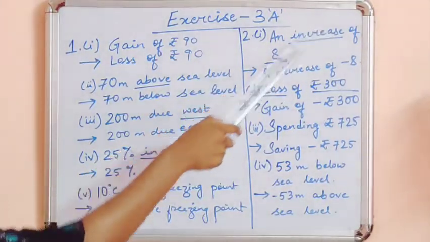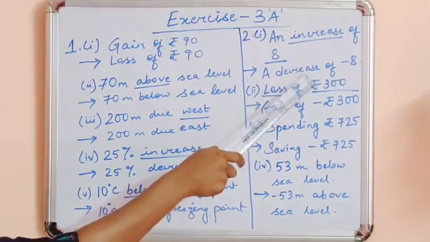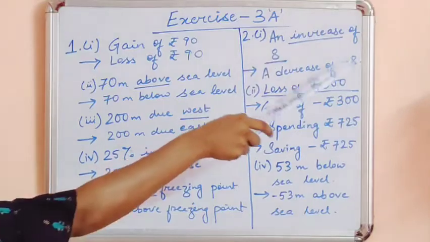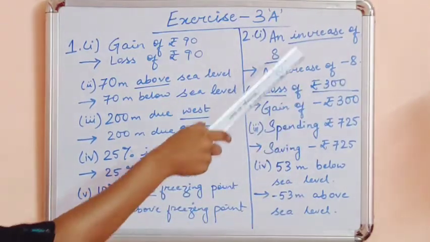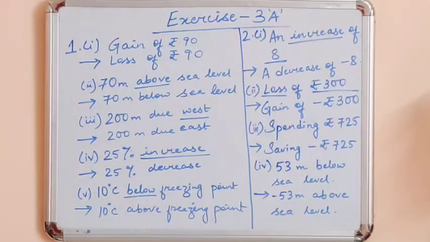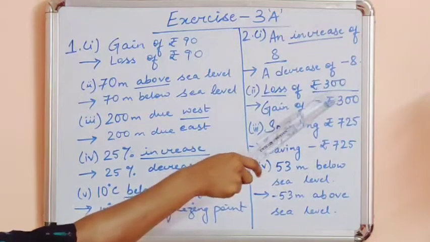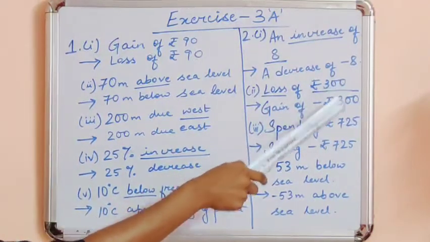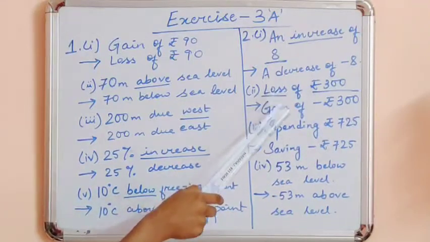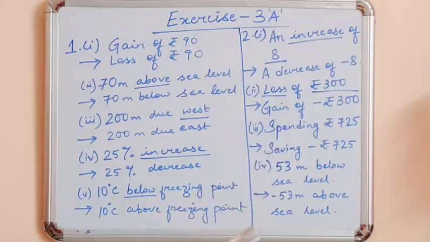So an increase of 8 will become a decrease of -8, because increase will become decrease. Since we are changing this sign, we are making a positive number negative. That is why we have to take this word and write the opposite of this word. So number 2, loss of rupees 300. Again, instead of rupees 300, we are writing minus rupees 300. So this is the reason why instead of loss, we are writing gain. So this will be gain of minus rupees 300.